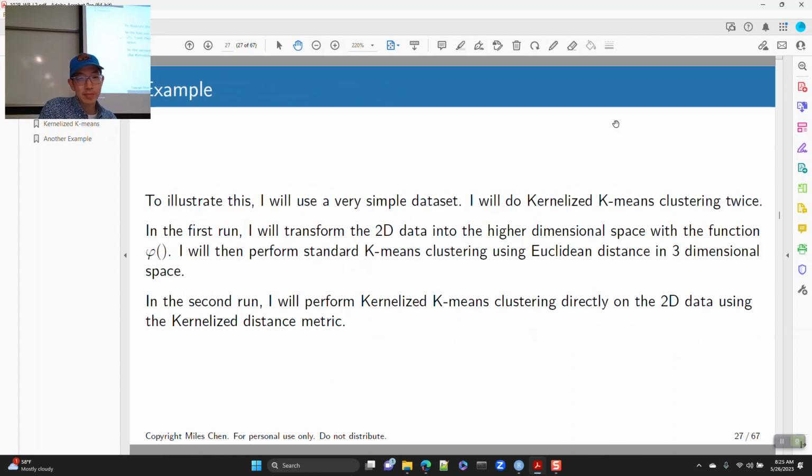Okay, so I'll use a very simple data set, and I'm going to do the same thing twice, okay? I'm going to start off with a two-dimensional data set, and then I'm going to transform it into 3D, and then we'll calculate the centroids in 3D and do k-means clustering in 3D, and we'll find the solution. And then I will do the same thing again, starting off with my same two-dimensional data set, and then we're just going to calculate the distances to the centroids directly without transforming the data, and we'll see we'll get the same results.